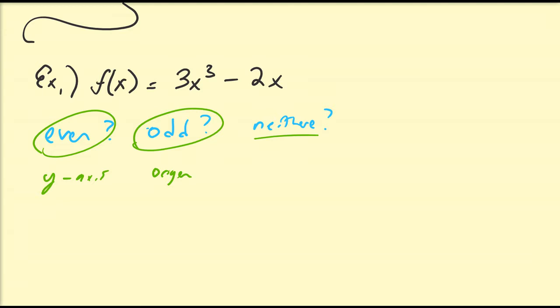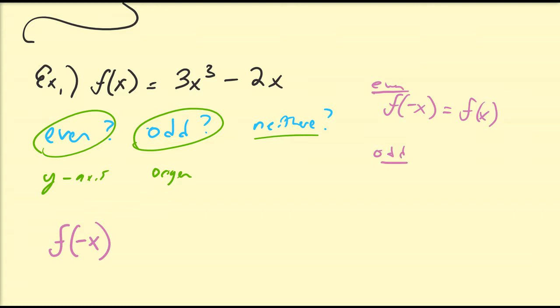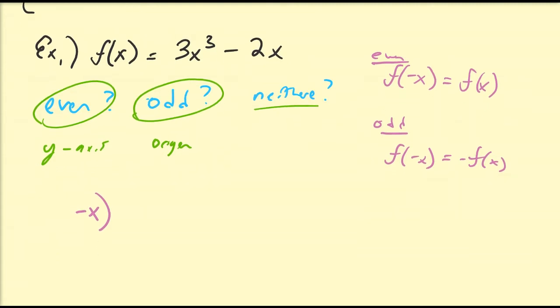All right, so how do we test this? We're going to plug in negative x and see what type of relationship it has to f of x. Because if it is even, then f of negative x is going to be equal to f of x. And if it's odd, then f of negative x is going to be the opposite of f of x. So let's see what happens. Let's change color. Let's go red.